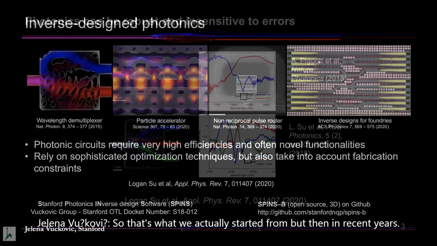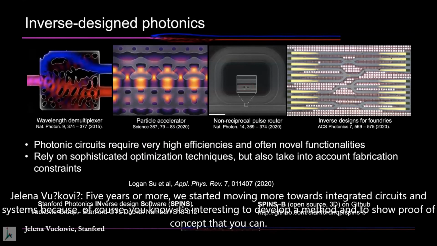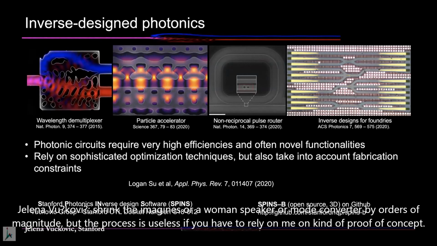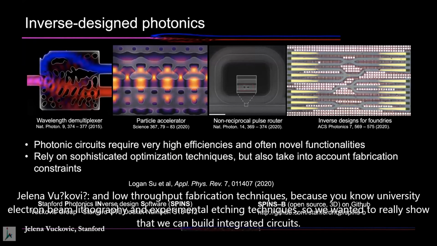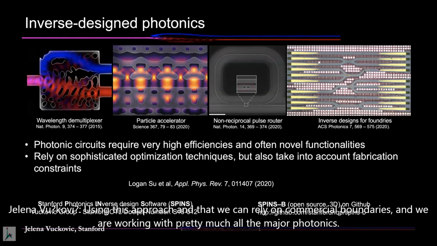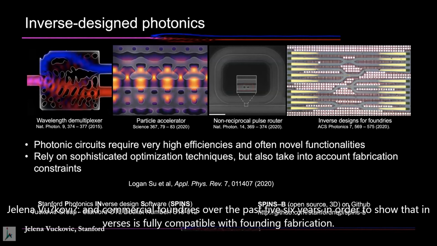But then in recent years, 5 years or more, we started moving more towards integrated circuits and systems, because of course it's interesting to develop a method and to show proof of concept that you can shrink dimensions of a wavelength splitter or mode converter by orders of magnitude. But the process is useless if you have to rely only on proof of concept and low throughput fabrication techniques such as university electron beam lithography and experimental etching techniques. So we wanted to really show that we can build integrated circuits using this approach and that we can rely on commercial foundries. We've been working with pretty much all of the major photonics and commercial foundries over the past 5-6 years in order to show that inverse design is fully compatible with foundry fabrication.